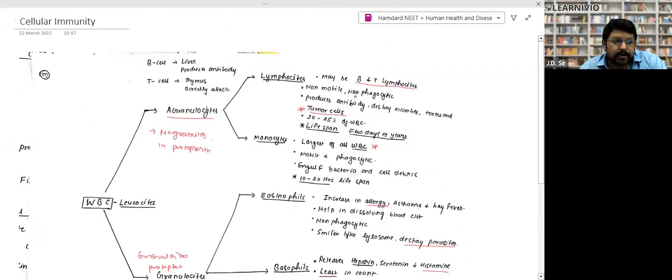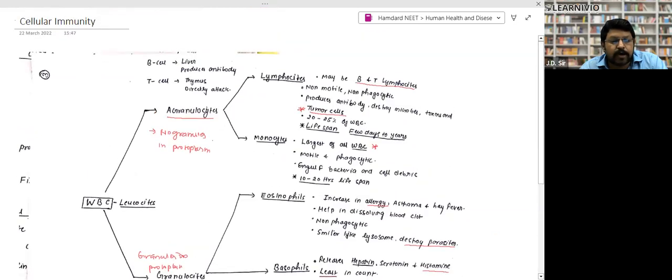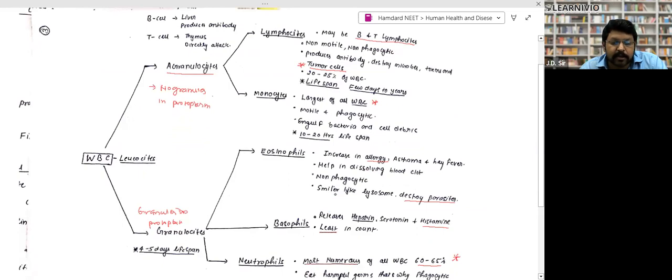Now, cellular immunity. What is cellular immunity? I have already told you about WBC. Basically, WBC are responsible for cellular immunity. Take this screenshot. You will not find this graph anywhere else. I have made this only for the medical examination. Look.